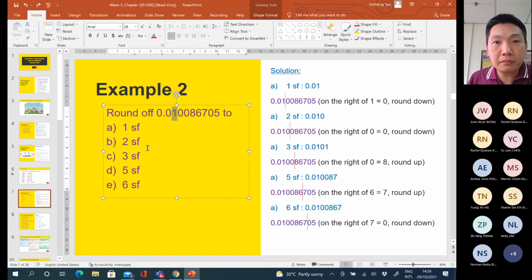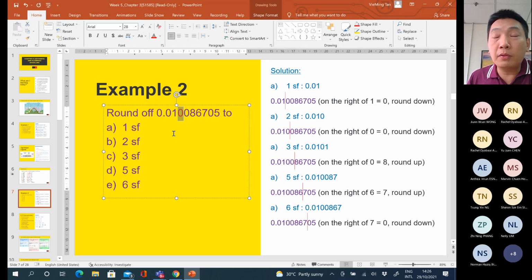Okay, B. 2 significant figures. Among these, which one is the second significant figure? This one, the 0. This 0 is counted as a significant figure. Why? Because this 0 is in between 2 non-zero digits, and also on the left hand side of this 0 there are non-zero numbers. So this 0 is considered the second significant figure.